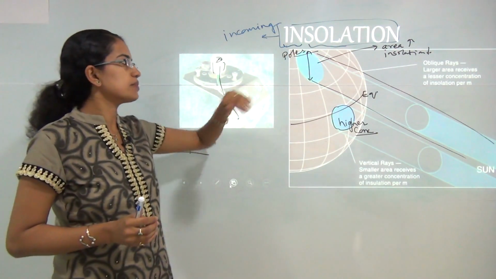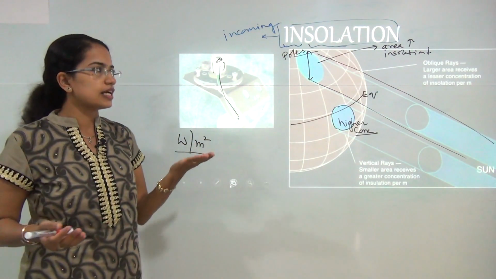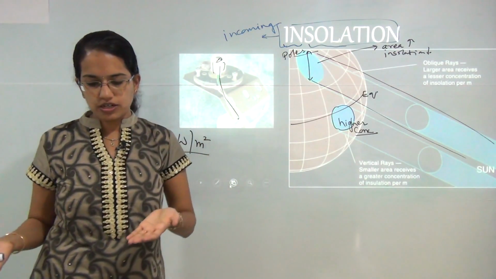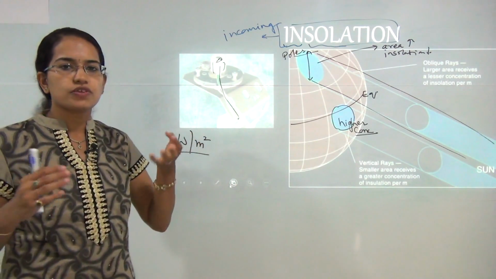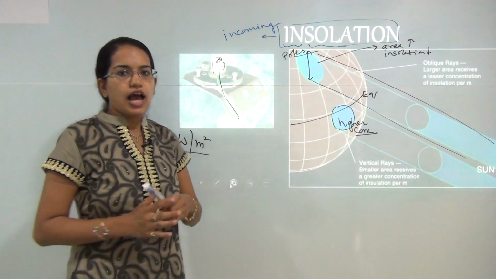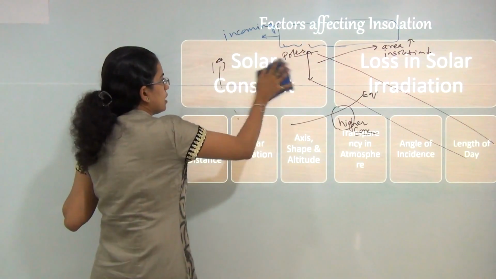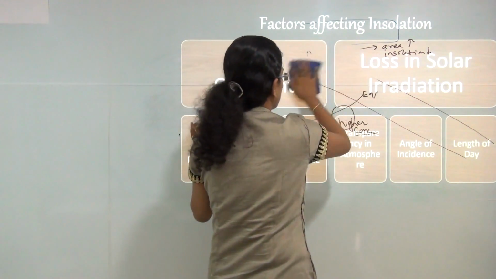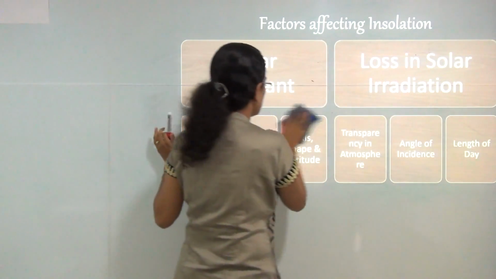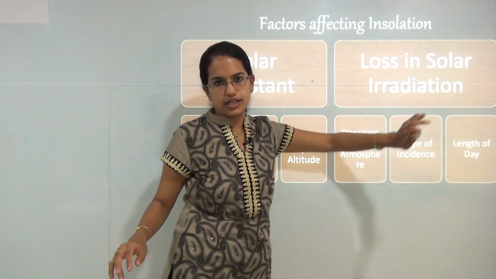But before we start with the factors that affect insolation, one of the most important things is, in very simple terms, the difference between the solar constant and the atmospheric loss of the sun rays or the heat from the atmosphere, and that would be known as the insolation of the region. Now there are two basic factors that affect insolation. First is the solar constant and next is loss in solar irradiance.